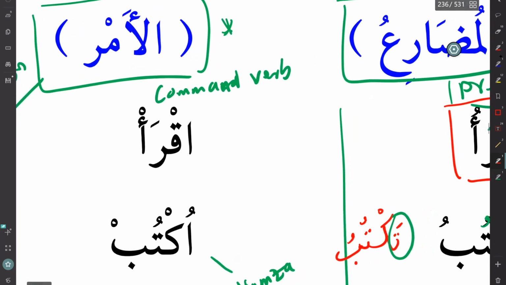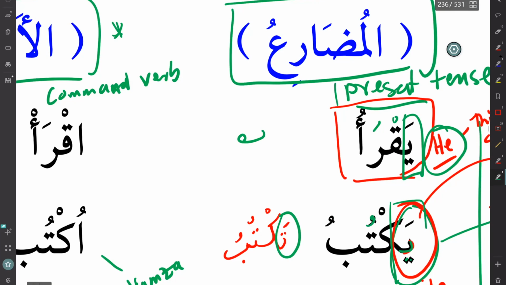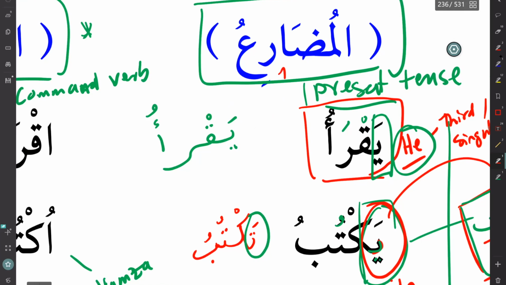The way we make the command verb, the simple way I can tell you, is you take the present tense verb, which was yaqra'u. The first thing is that we keep talking about this first letter because, as we mentioned, the first letter is exclusively for the present tense verb. Having this ya is an indication that this is a present tense verb. So we cannot have this ya in any other type of verb, not in the past tense, nor in the command verb. So the first thing is that we remove this first letter.